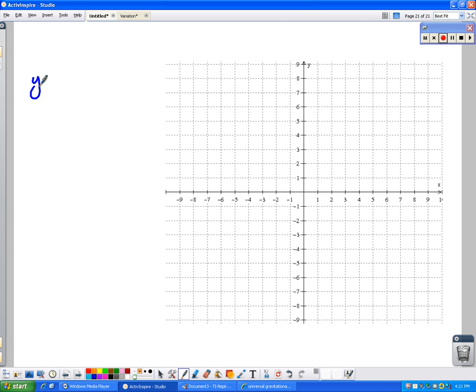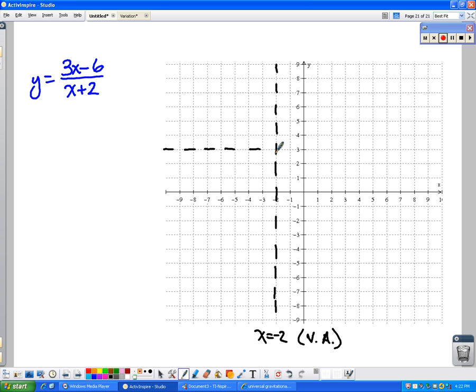we've got y equals 3x minus 6 over x plus 2. Again, our domain was all reals except negative 2. Well, that's going to force us to have a vertical asymptote at x equals negative 2. And we'll mark that with a broken line. And again, x equals negative 2 is our vertical asymptote. And we had our horizontal at y equals 3. That's our horizontal asymptote.